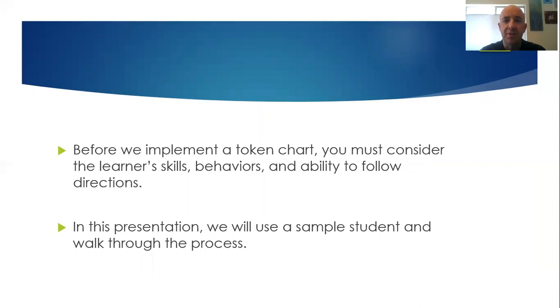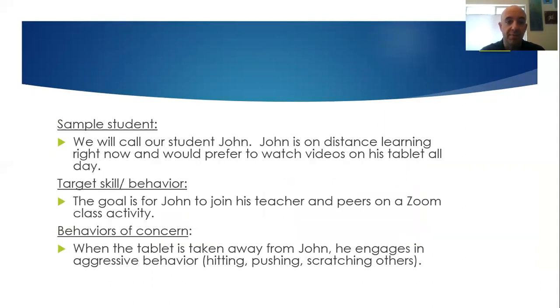But before we implement a token chart, you must consider the learner's skills, behaviors, and ability to follow directions. So in this presentation, we're going to use a sample student and walk through the process. This is a pretend student, but it's actually an issue that is coming up with a lot of our students, so it's a real-life example that you might be running into. We're going to use this specific student and these specific behaviors. The sample student we're going to call John. John is on distance learning, as we are right now, and would prefer to just watch videos on his tablet all day. I mean, wouldn't we all?